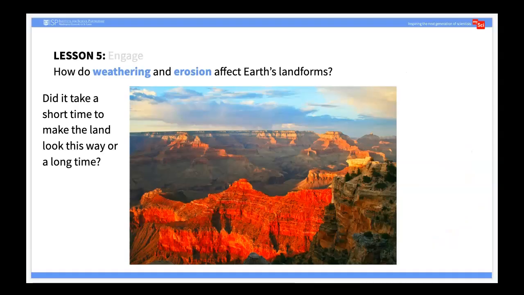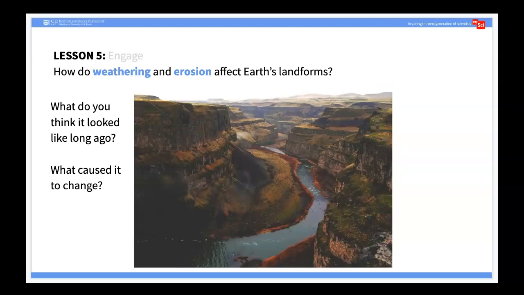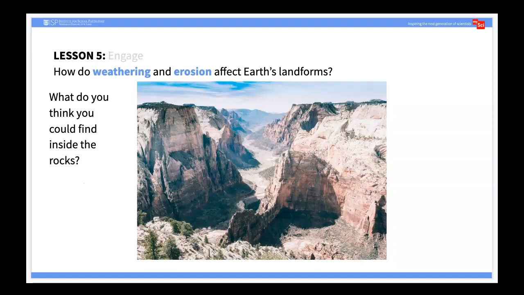In the Engage portion of this lesson, students will observe images of the Earth's surface and consider the questions. Did it take a short time to make the land look this way or a long time? What do you think it looked like long ago? What caused it to change? And what do you think you could find inside the rocks?